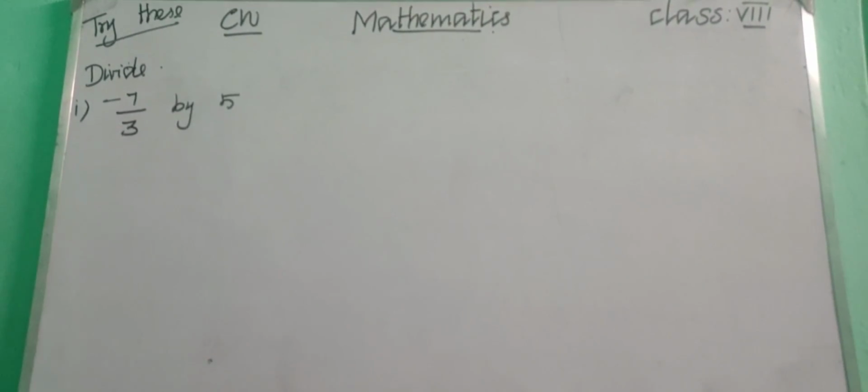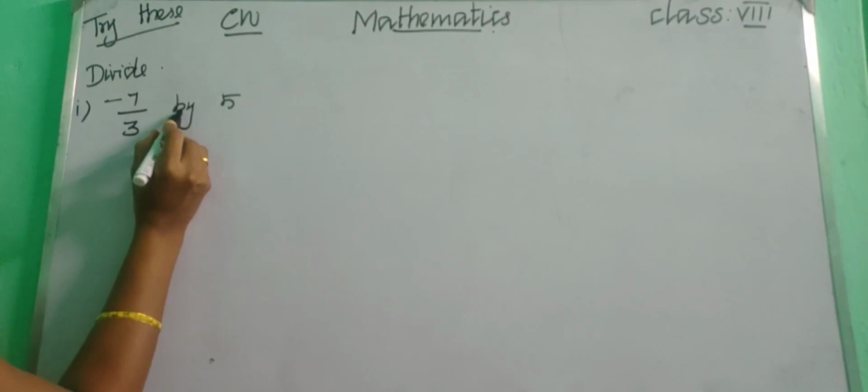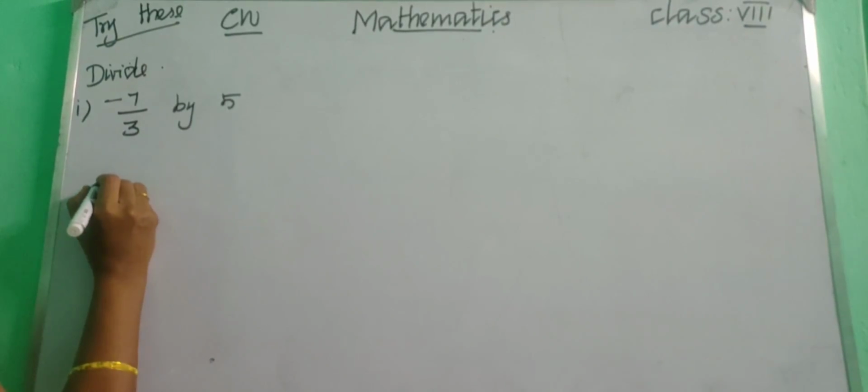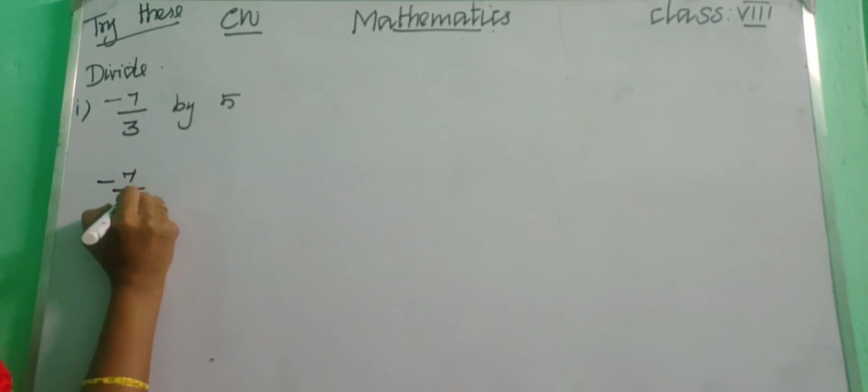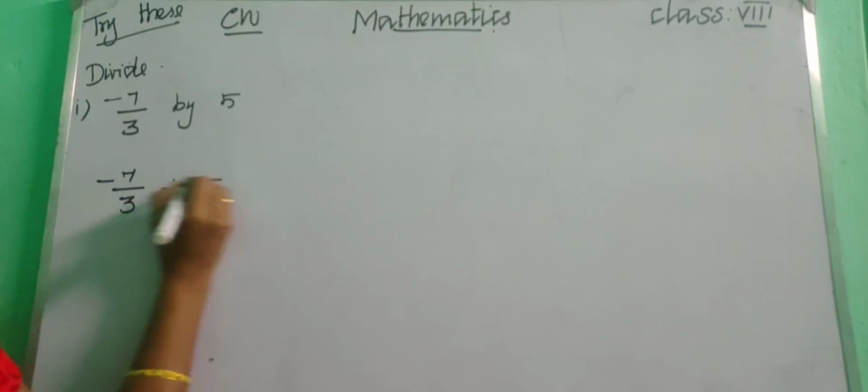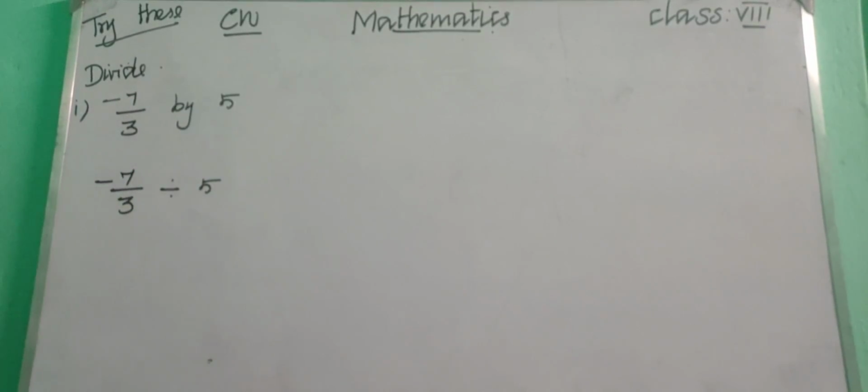So, try these. Let us see the first one. Okay. So, what's the question? Minus 7 upon 3 by 5. So, what is the first step we need to do? We need to change this by and put the division symbol. Okay, divide symbol. So, minus 7 upon 3 divide 5. Okay, divided by 5.